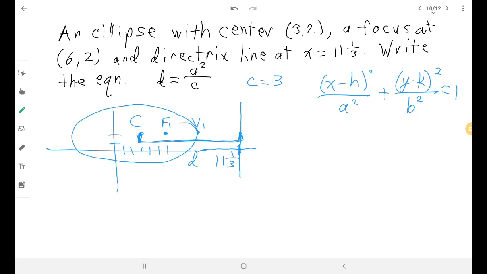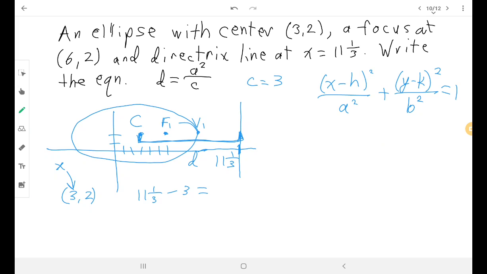For the center, we're at 3, 2. So the center's x value is 3. So what I need to do is figure out 11 1/3 minus 3.